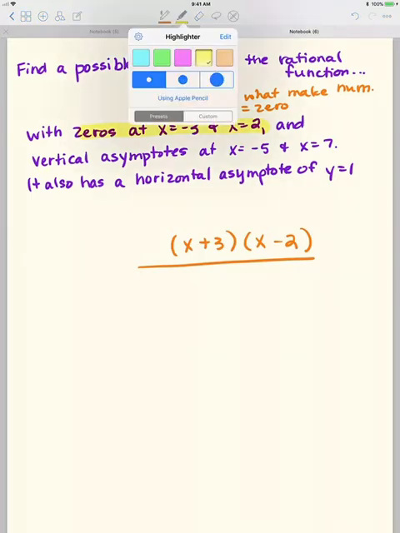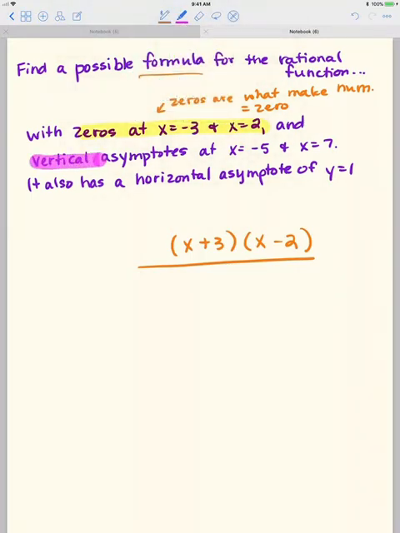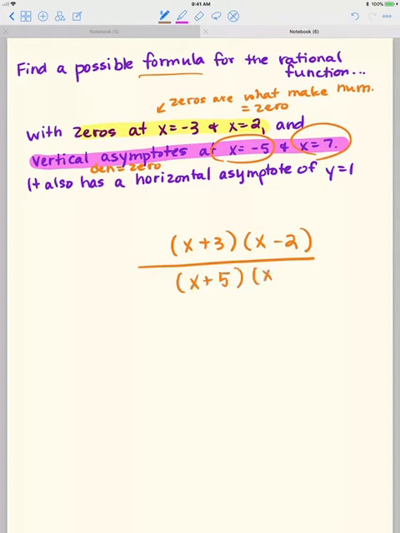The other thing that I know is that there are vertical asymptotes at -5 and +7. Well, vertical asymptotes are what make the denominator equal to 0. So I'll take those two values, -5 and 7, and put them into factored form on the bottom. So I get x plus 5 and x minus 7, and there's my denominator to satisfy the vertical asymptotes.